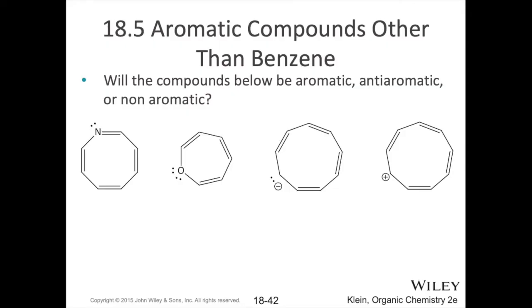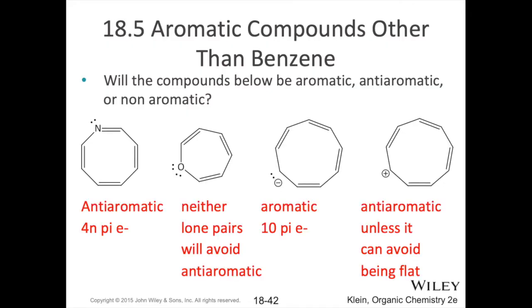Okay, so if you've paused this and come back now, here are the answers. The first one's pretty straightforward, right? You've just got a nitrogen here, but if you swap that out for a carbon, you basically have cyclooctatetraene, which we've seen is anti-aromatic. We have 4 electron pairs here of pi electrons. That's an even number. It's going to be anti-aromatic.